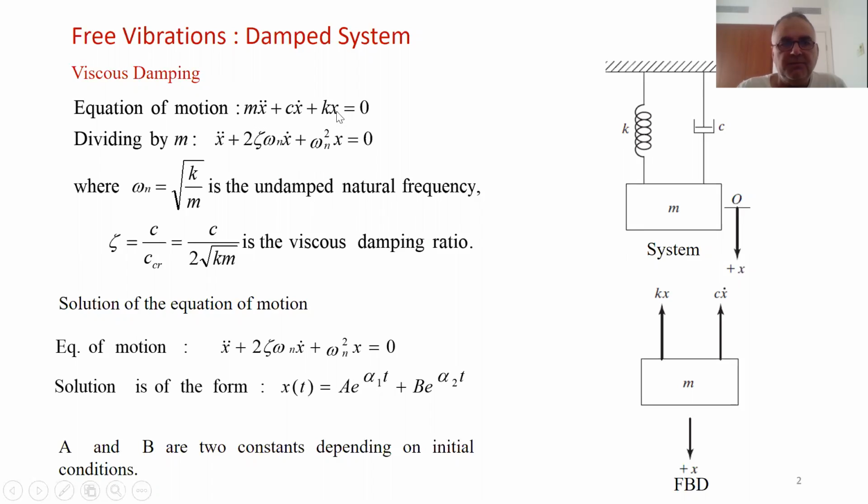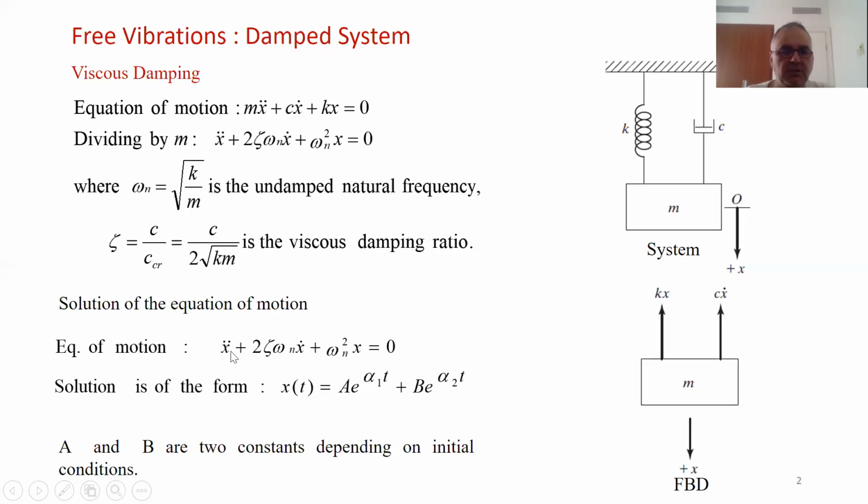What we do is we take the physical equation and non-dimensionalize it by dividing it by m, in which case k over m becomes the natural frequency squared, and c over m becomes the 2 zeta omega n term, from which we can find the zeta value, which is a non-dimensional term describing the damping ratio. It is the viscous damping ratio.